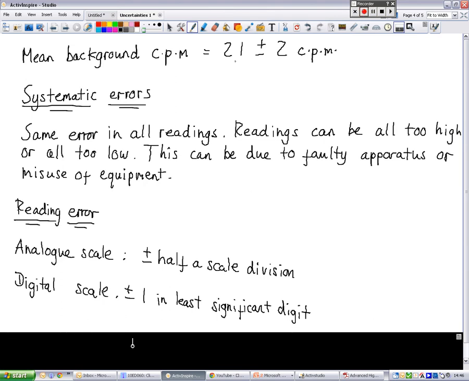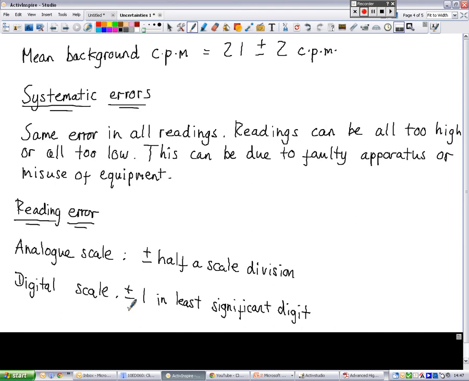We've got reading errors as well. When we're reading off measurements, we've got reading errors on an analog scale, so something like an analog clock or a meter stick. We can be about as accurate as half a scale division. So we can see clearly, say 1 millimeter, 2 millimeters, we can see where the divisions are, but we can only really be accurate to about half a scale division within that. So for an analog scale, we say that there is an uncertainty of plus or minus half a scale division. For a digital scale, we say plus or minus 1 in the least significant digit. So if it's minutes and seconds, like 0.00, then it would be plus or minus 0.0001, sorry. So plus or minus 1 in the least significant digit for a reading error.